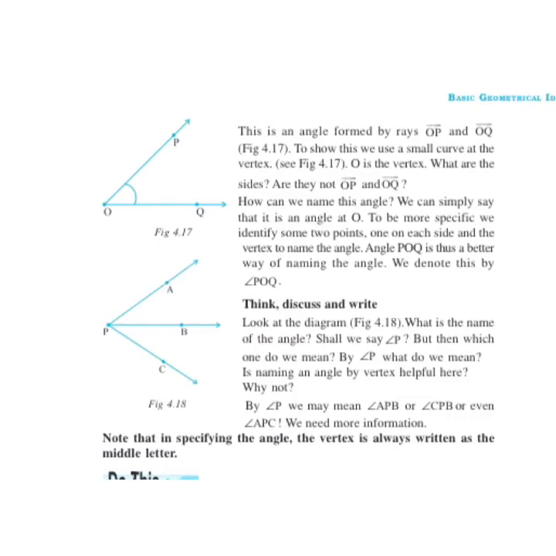Hence, in angle POQ, OP and OQ are the sides of the angle and O is the vertex of the angle. Now children, see figure number 4.18. In this figure children, you can see that three angles are formed, that is angle APC, angle APB and angle BPC, but the common point is the same, that is P.